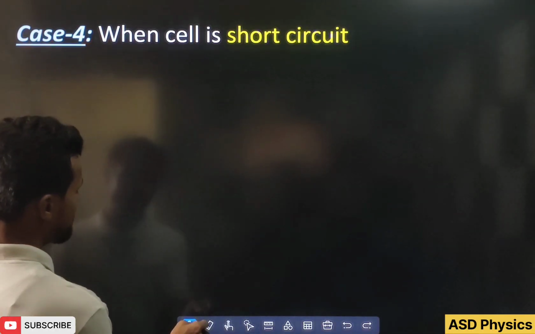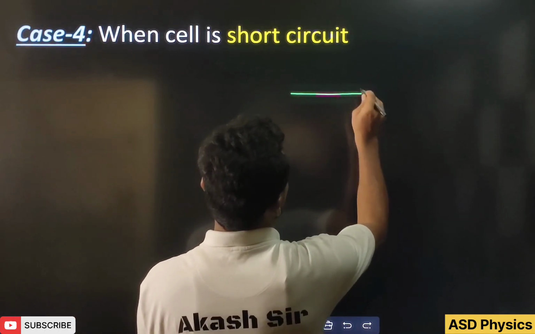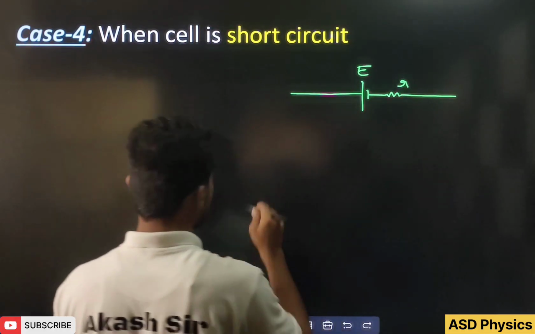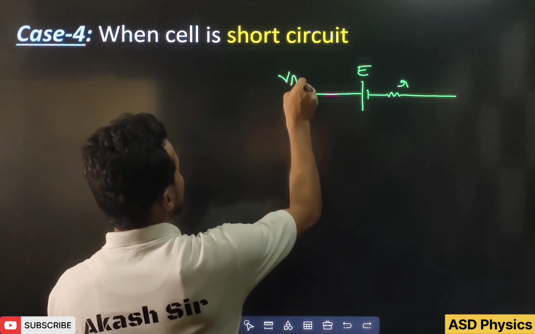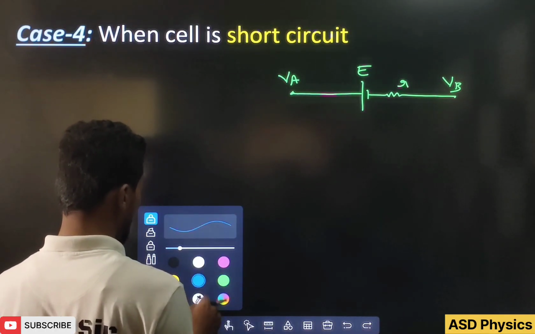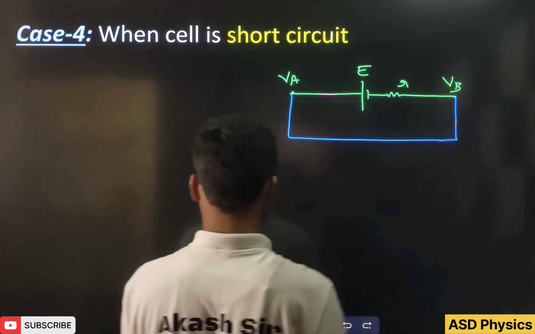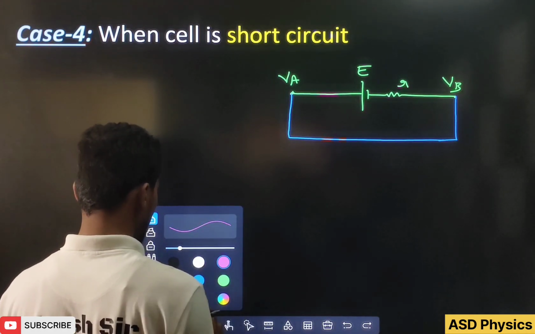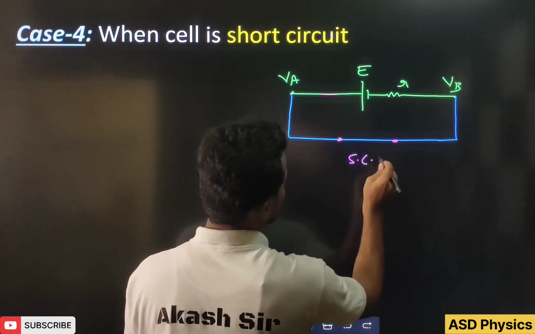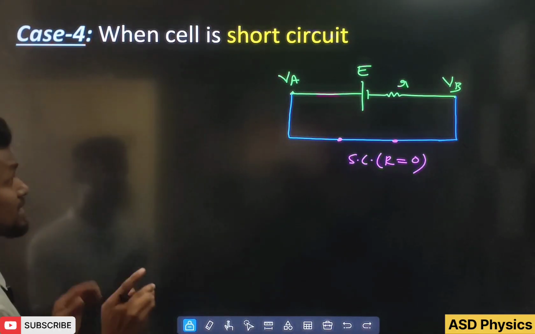Now students, next one, when the cell is short circuit. So see here, this is the EMF E, this is the resistance R. And this is the terminal potentials VA, VB, and this R is the internal resistance because of the electrolyte. Here the cell is short circuited directly. So in case of short circuit, the load resistance will be 0.